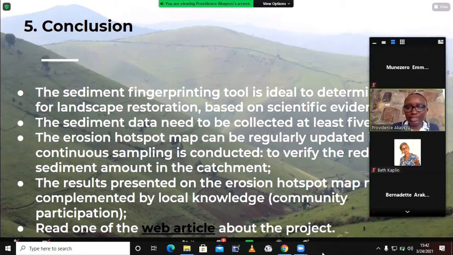So ideally, if there are continuous projects to repeat the same approach and keep collecting the sediment data, you can use our map, which is available online, where our paper is published. So our map is there, and it's geo-referenced. You can compare your actual results, if you conduct a similar study, with our results and see if there has been a change in the erosion amounts or in the land protection interventions.